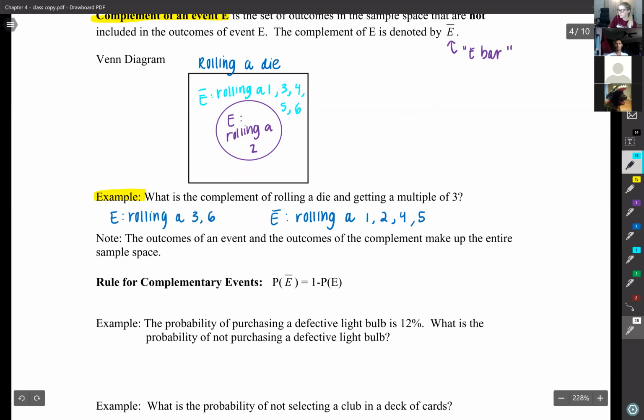But then there's this note here, which I already touched on: the outcomes of an event and the outcomes of the complement make up the entire sample space. Notice with my event of rolling a multiple of 3, that's 3 and 6, and its complement is 1, 2, 4, and 5. If I put those together, I get the whole sample space. I get all 1 through 6.